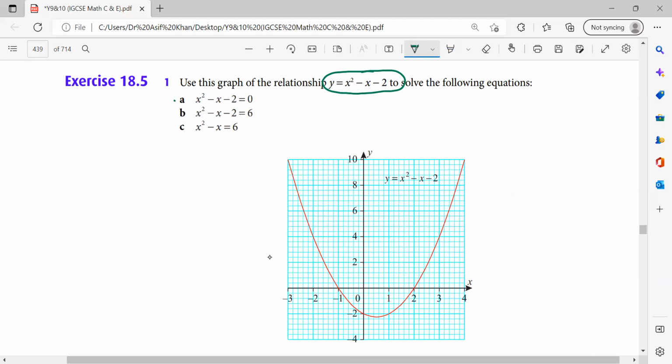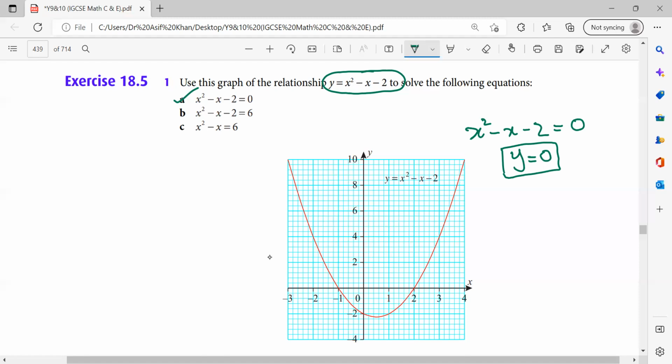So what will be the equation A, Abdullah? When I replace it with y, what will be the equation? Yes, Abdullah. The equation is x square minus x minus 2 is equal to 0. Yes, y is equal to 0. Abdullah, you didn't give the answer. The line y is equal to 0 you have to draw.